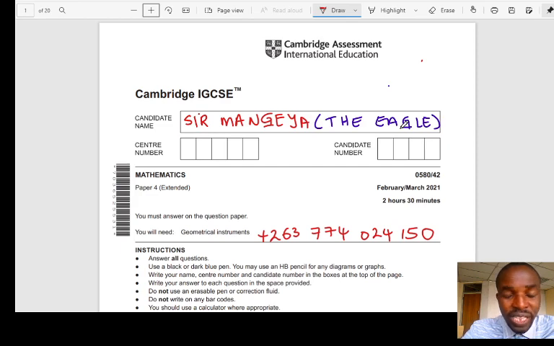Right. So this one is a Cambridge Extended Mathematics paper 4. Paper 4 for 2021.